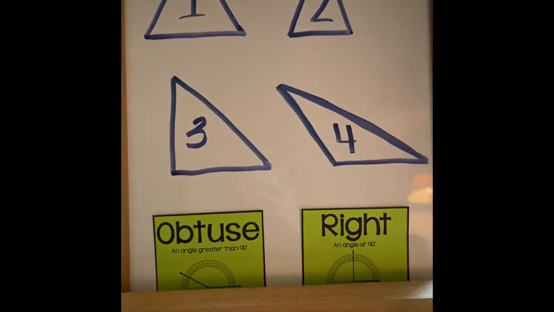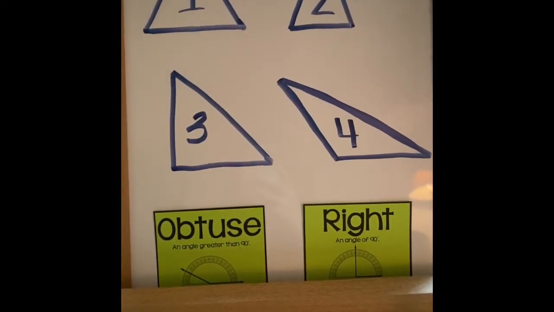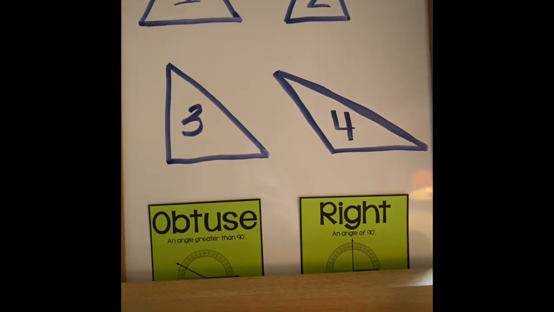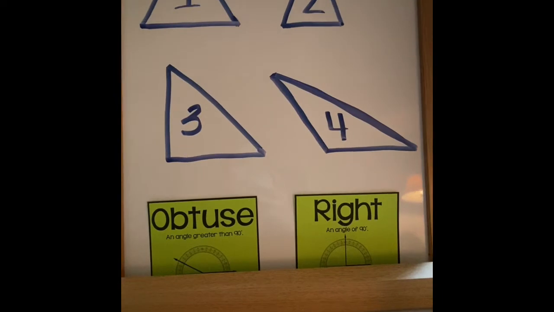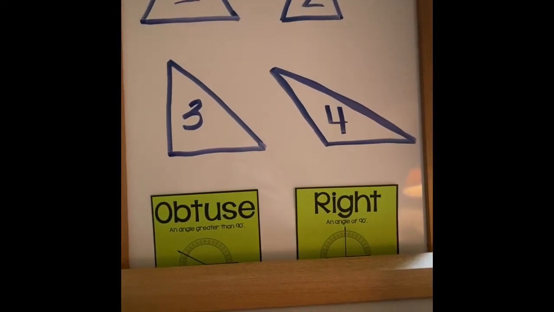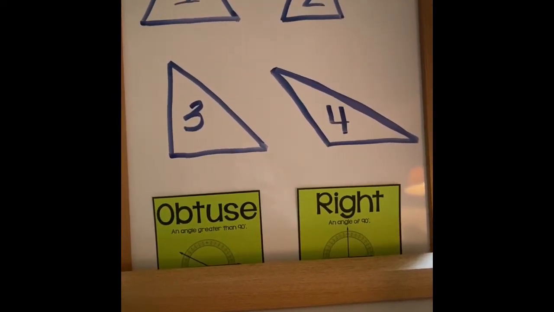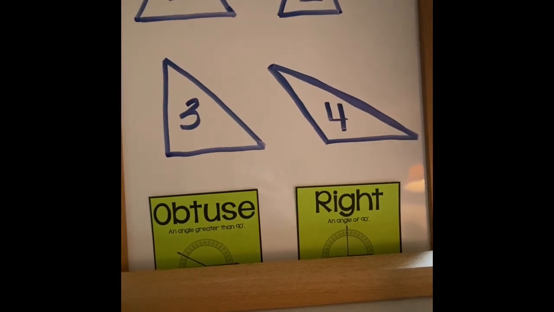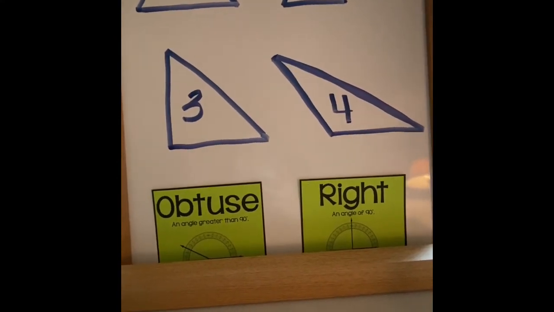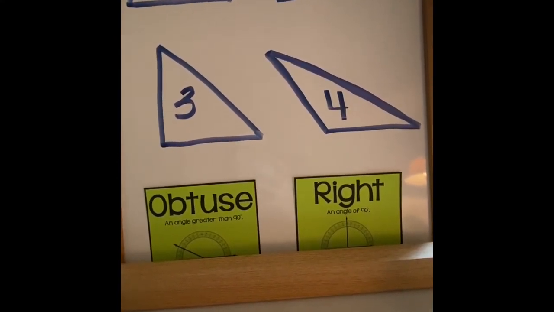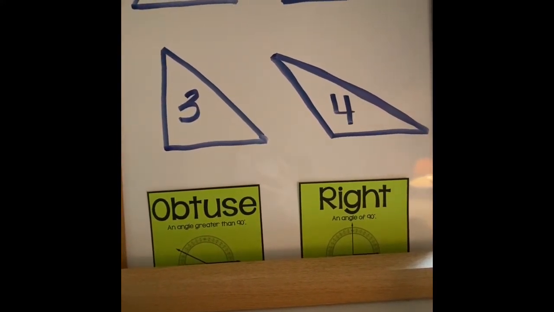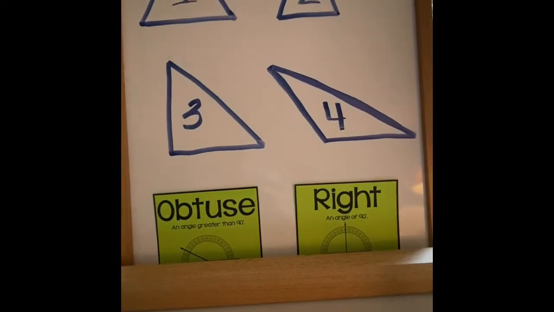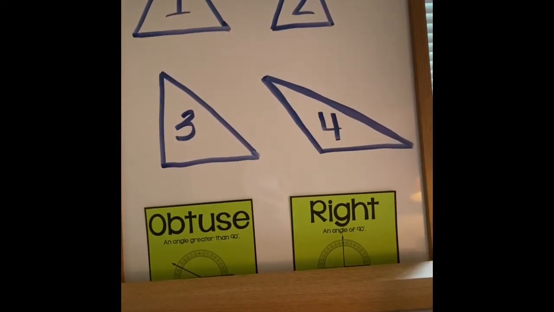So, before we dive further into this lesson, I just want to go over the definition of a triangle. A triangle is a three-sided polygon. And on my whiteboard, I have four triangles on the board. They are all three-sided, they are all flat and two-dimensional, and they are all closed shapes. So they have the qualifications of a polygon.